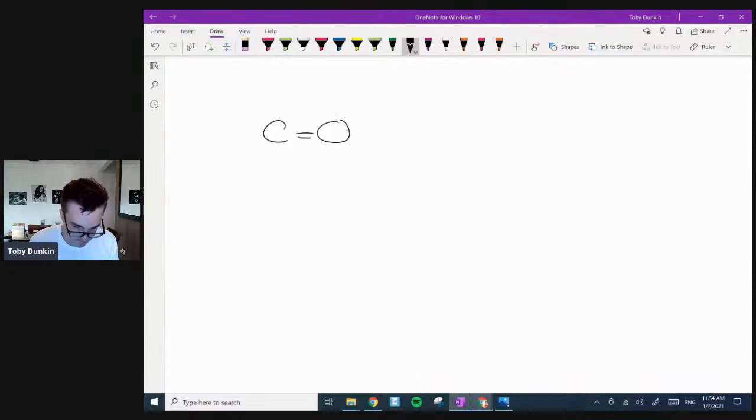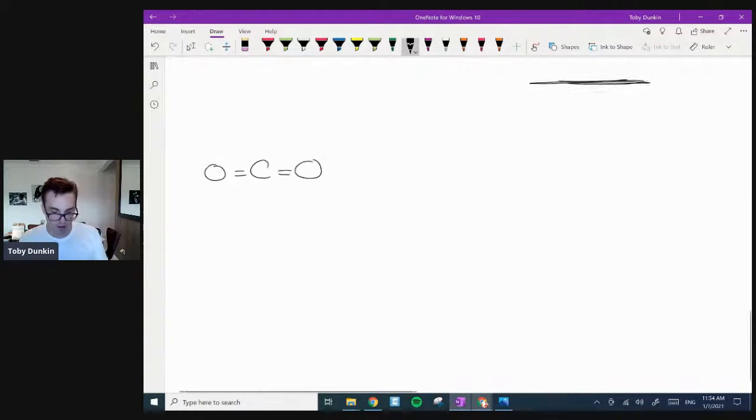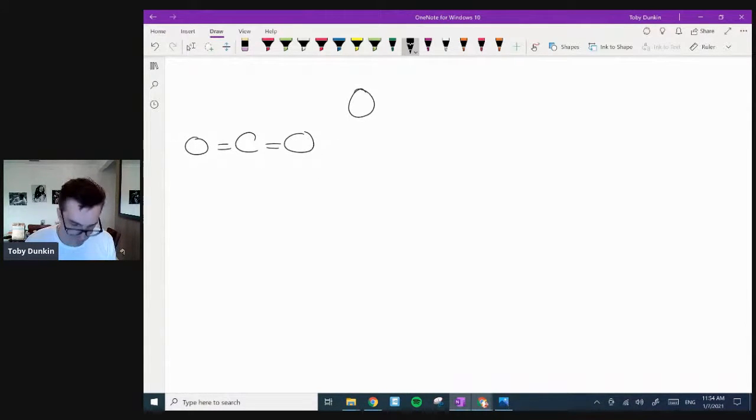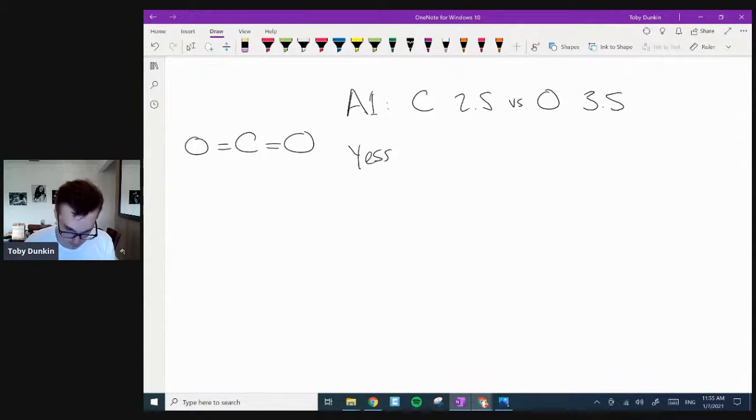Carbon dioxide. So question number 1, does it have polar bonds? So I need to look up my values. Carbon is 2.5. Oxygen is 3.5. So this is polar. Yes, it contains polar bonds.